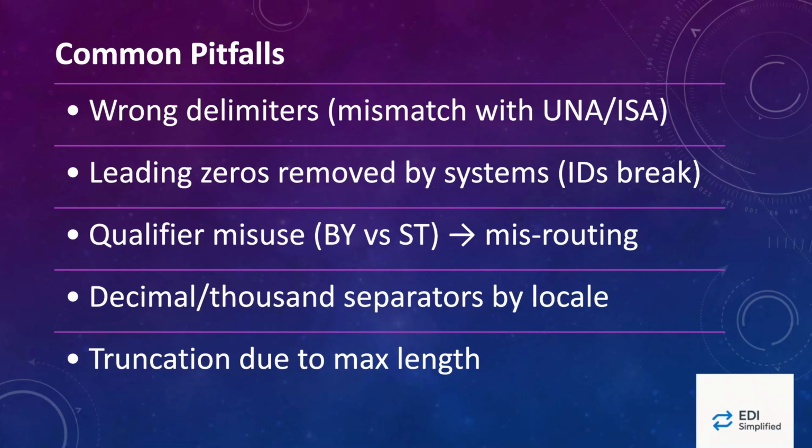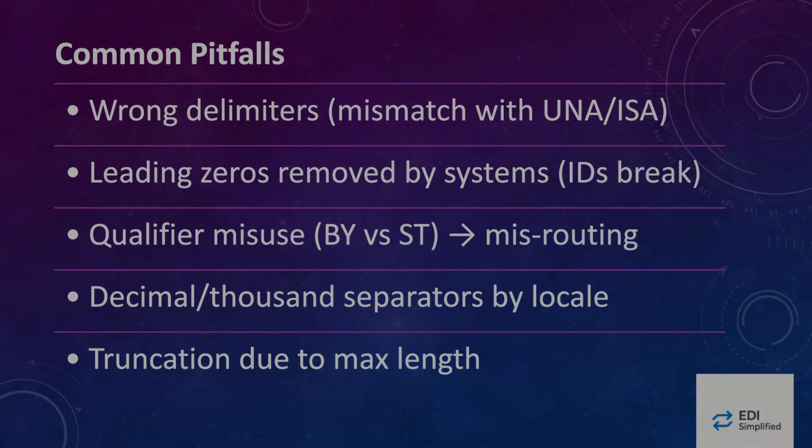Common pitfalls. There are a few common mistakes that beginners often make. Misreading delimiters, ignoring release characters, or assuming all segments are mandatory can quickly lead to errors. Another common pitfall is confusing standard rules with trading partners' specific requirements. Always rely on the implementation guide, not just the standard documentation.